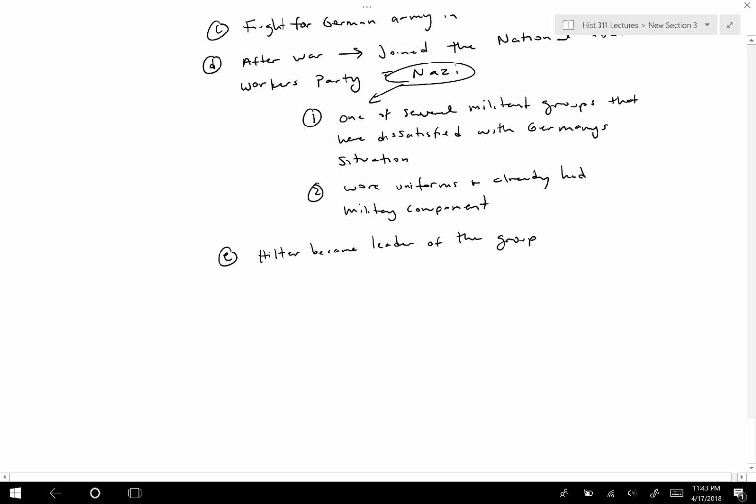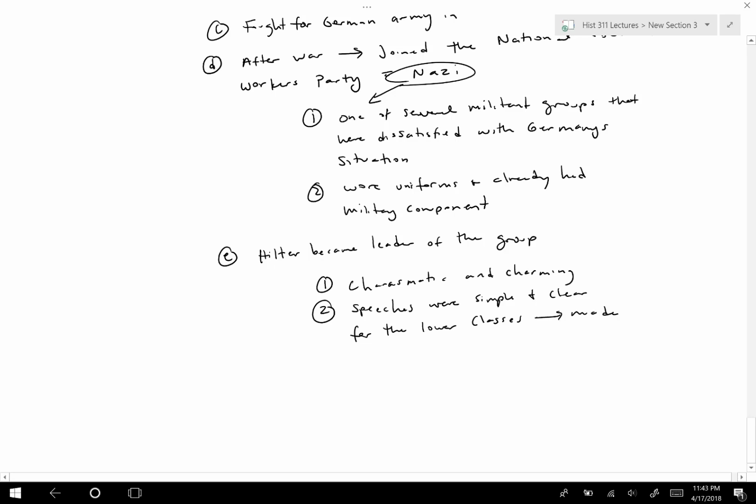One of the things that was said about Hitler was that he was charismatic and charming. And the other thing is that his speeches were simple and clear for the lower classes, which made him popular with them. It was said in many accounts that he was speaking to them.